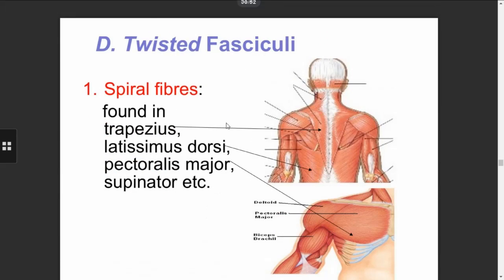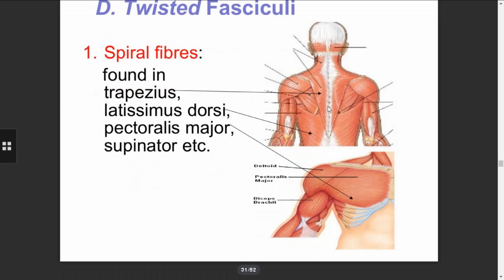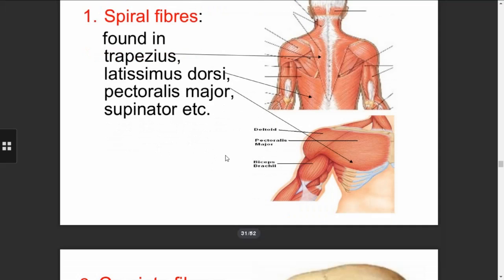And twisted fasciculi means that their fasciculi make a band which may twist one or many times. Found in the trapezius, just like this. Here, this is the trapezius. Latissimus dorsi, this is the latissimus dorsi. Pectoralis major, this is the pectoralis major. Again, it is making a band here. And supinator, which is not shown.